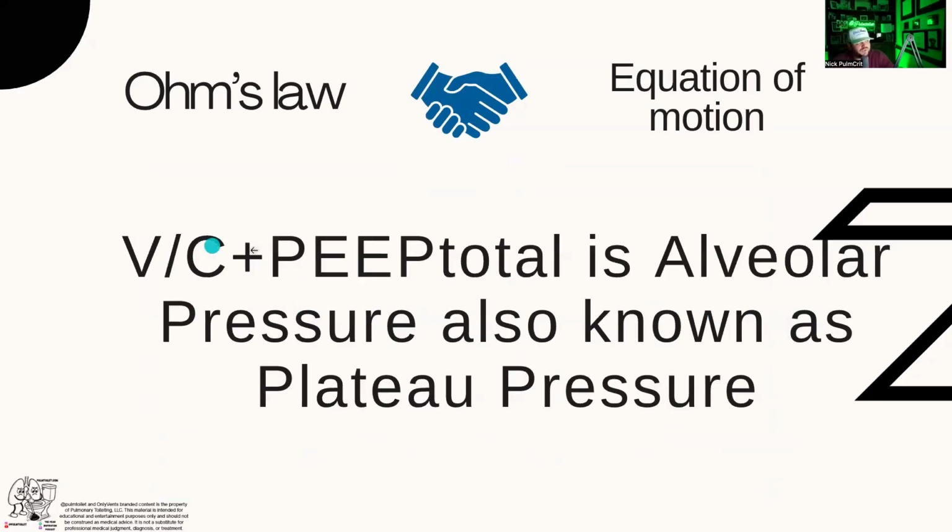So, as I said before, V over C plus PEEP total. PEEP total includes auto PEEP. So if your set PEEP is 5, but you have 5 of auto PEEP, that's a total of 10. So the total of 10 is where you're going to start from in expiration. If you have 10 of inspiratory pressure, you're going essentially from 10 to 20, so a delta of 10, or delta pressure.